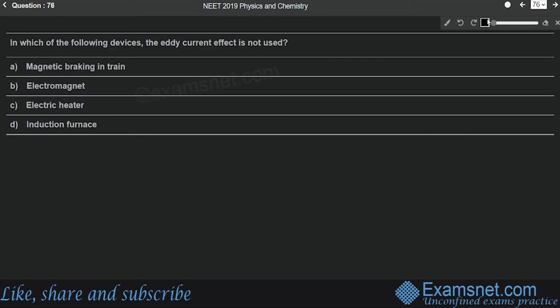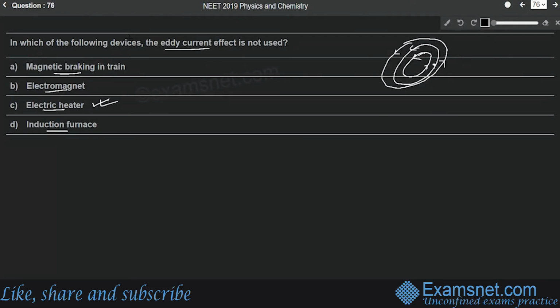Question number 76 is from the chapter Electromagnetic Induction, and the question is, in which of the following devices is the eddy current effect not used? Options are magnetic braking in train, electromagnet, electric heater and induction furnace. So the correct option will be option number C, that is electric heater. So what are eddy currents? These are loops of electric current, like this, and these are generally produced when both electric as well as magnetic field is present.